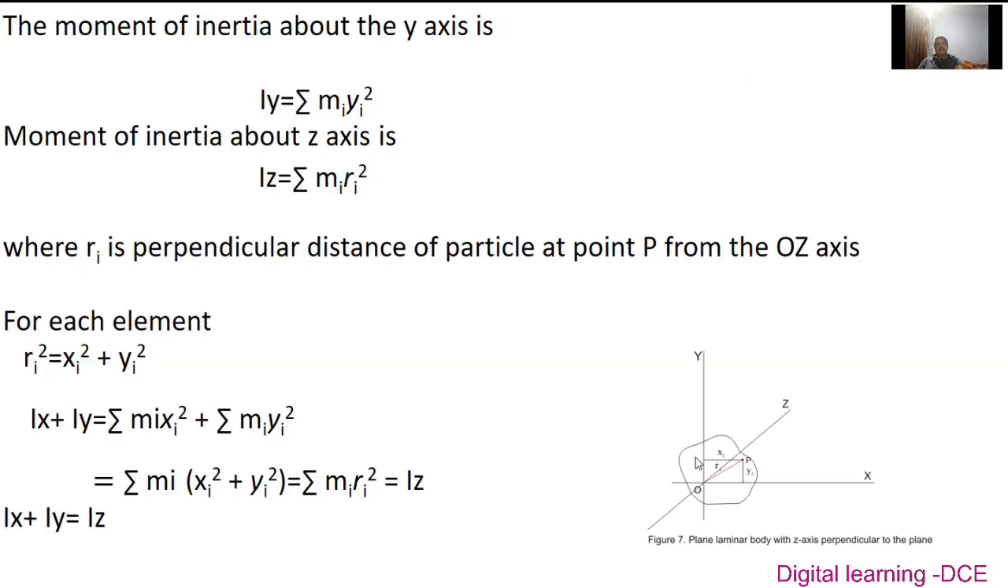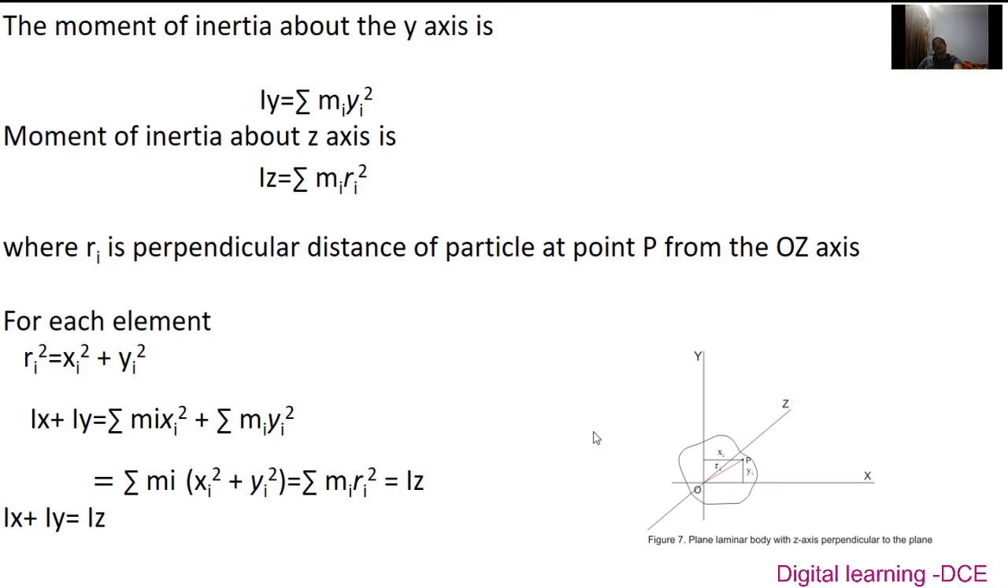Similarly, the moment of inertia about the y-axis, that is Iy, is equal to Σ mi yi², where yi is the perpendicular distance from the axis of rotation. Similarly, the moment of inertia about the z-axis, that is Iz, is equal to Σ mi Ri², where Ri is the perpendicular distance of the particle at point P from the OZ axis.